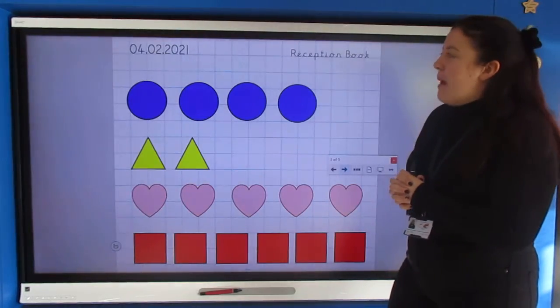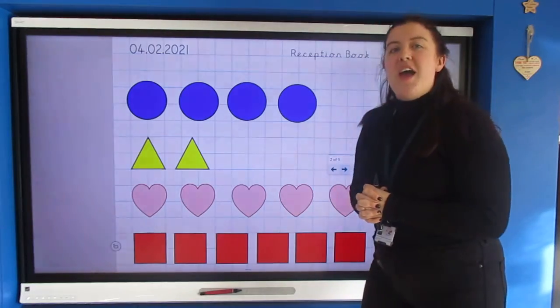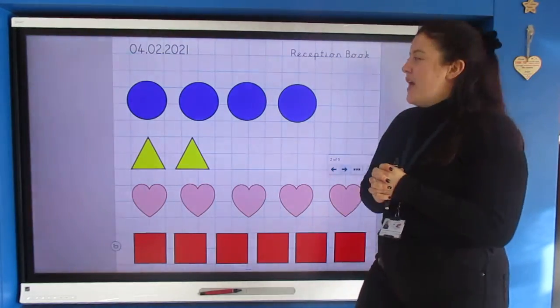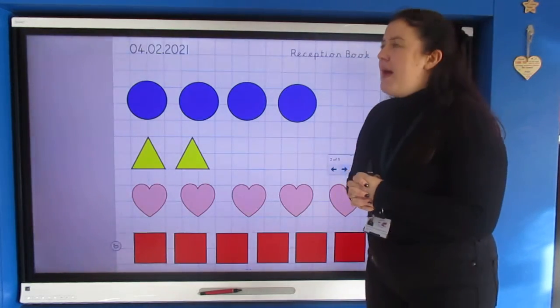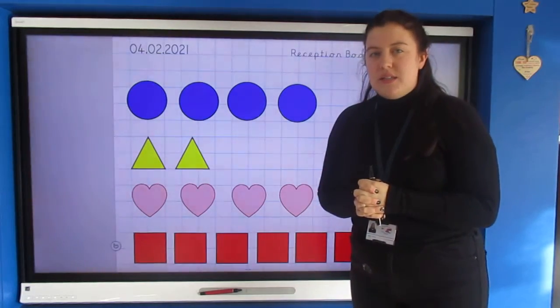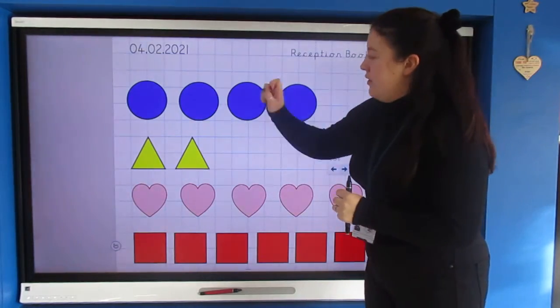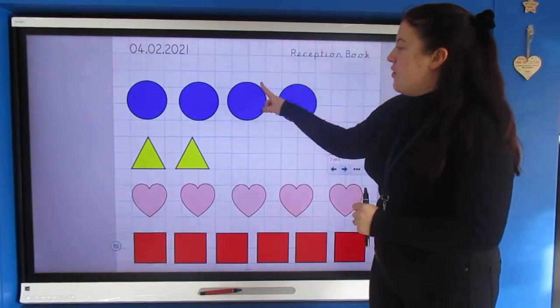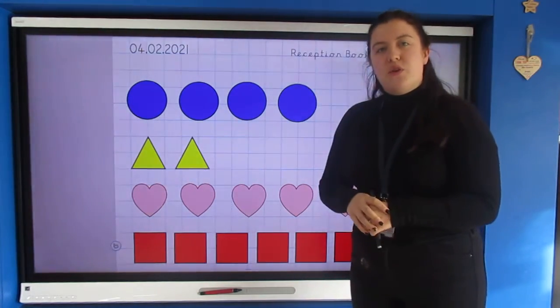So, can you remember what the name of this shape is? A circle. Well done. Now, can you write down on your whiteboard at home how many circles you can see? So look carefully. 1, 2, 3, 4. Well done if you counted 4 circles.